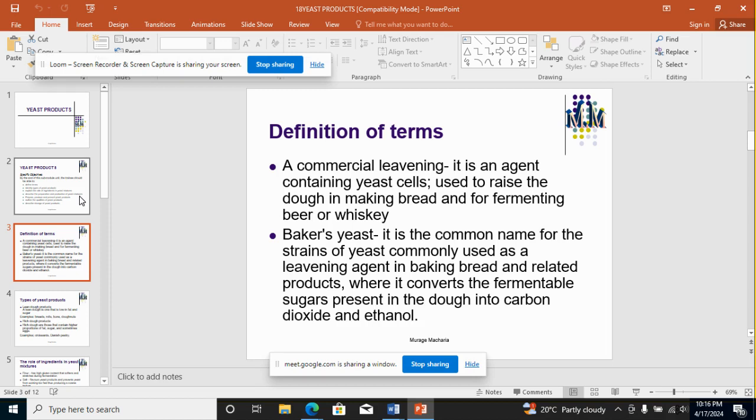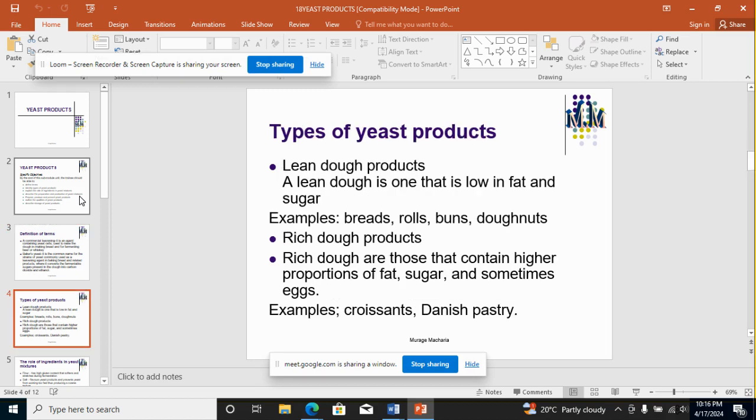Then we are going to define another term, which is commercial leavening. It's an agent containing yeast cells used to raise the dough in making breads and fermentation of beer and whiskey. That is why it is called brewer's yeast. Then we have baker's yeast. It's a common name for the strain of yeast commonly used as a leavening agent in making breads and related products. So those are the terms that we were to define for today.